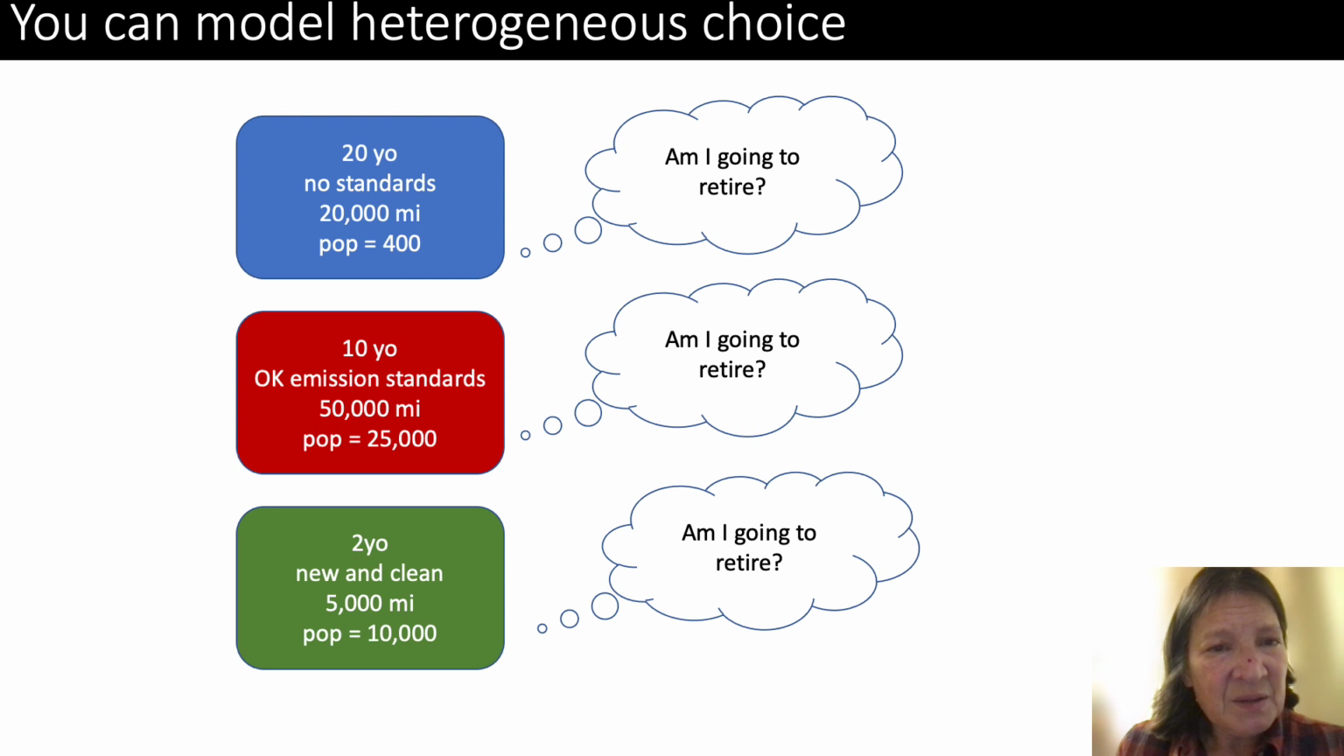So then you can model heterogeneous choice among the population. Each group of cars thinks about whether it's going to retire based on who owns it. And you can mix and match owners and vehicle types. And again, the vehicle groups are what we've used before, but it could be anything. It could be households or heat pumps.